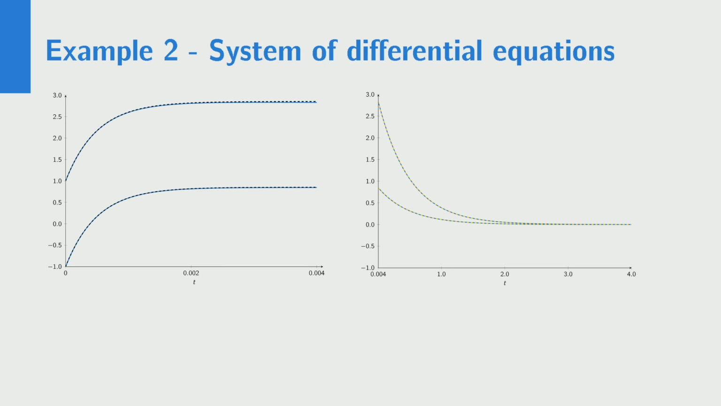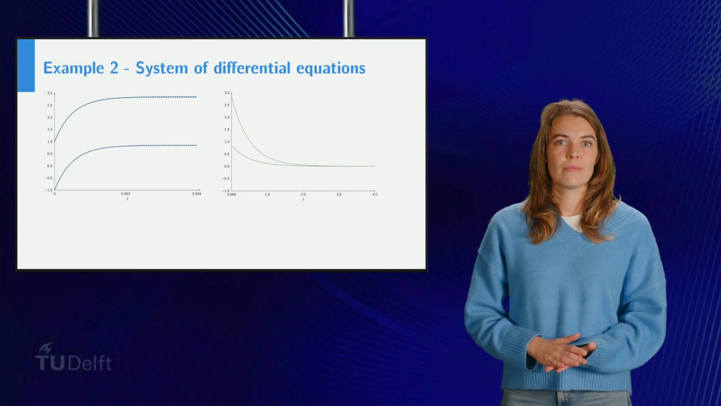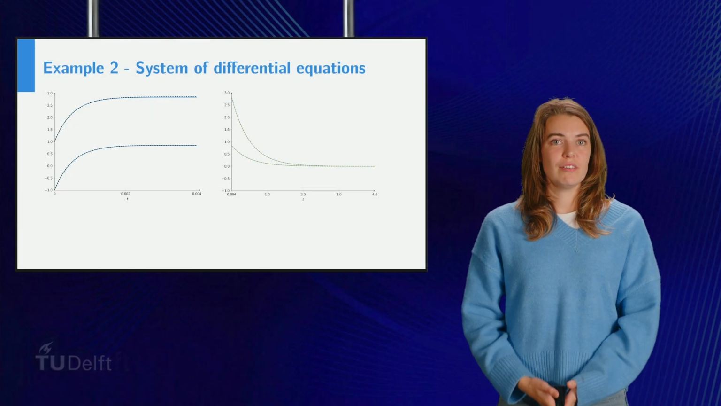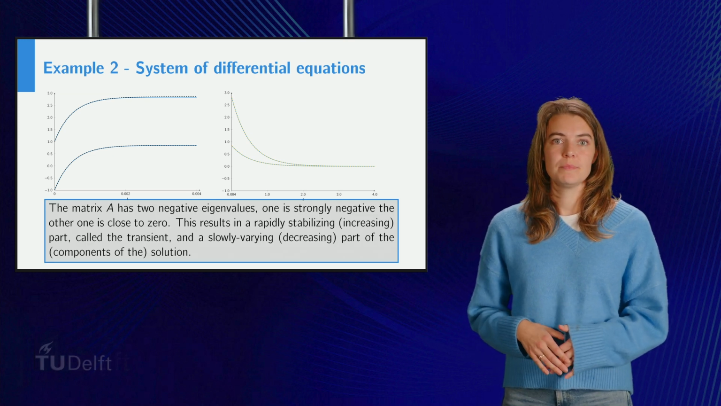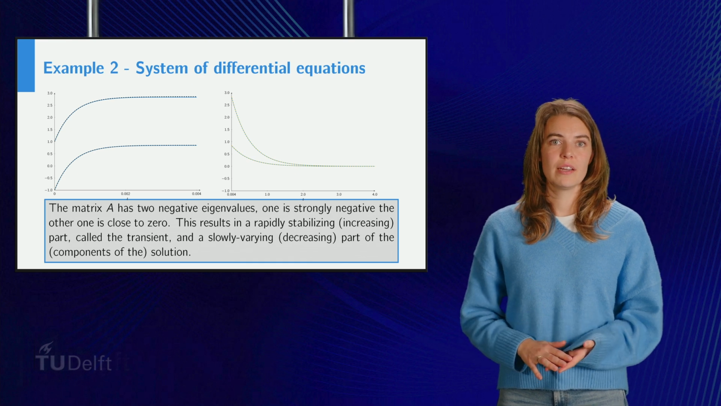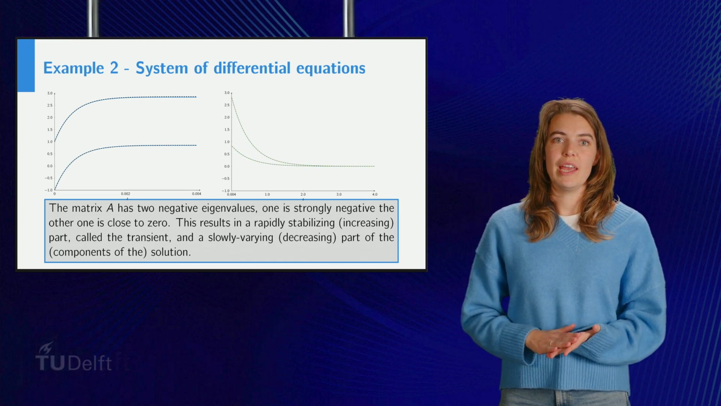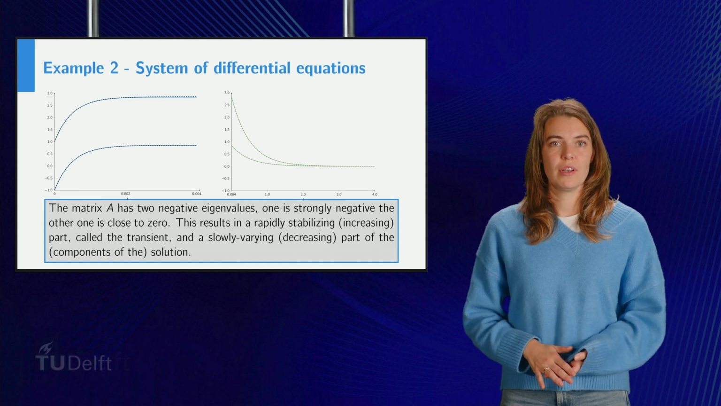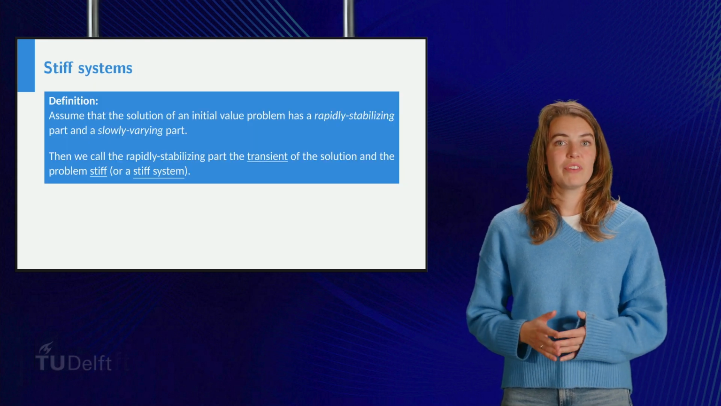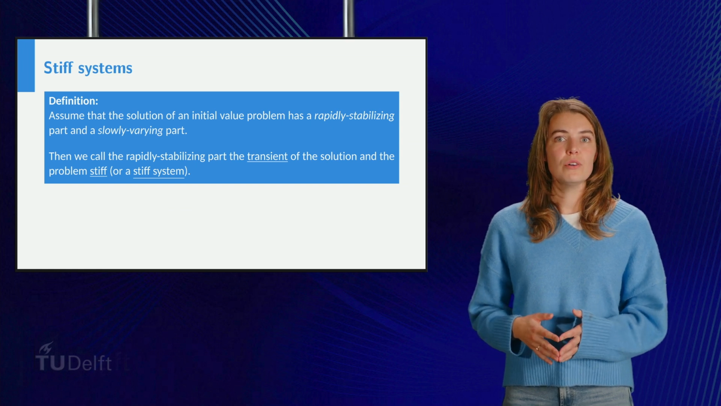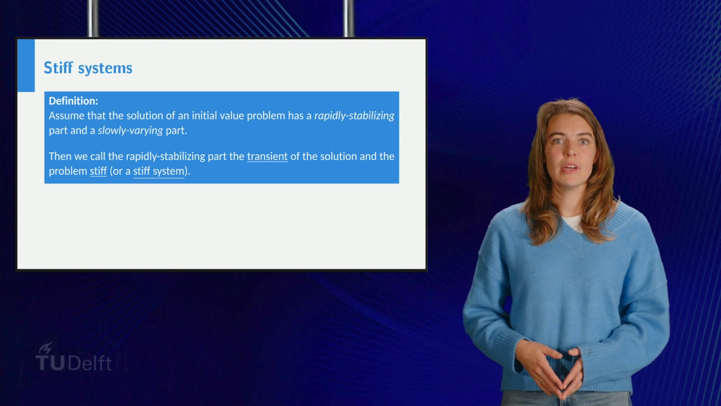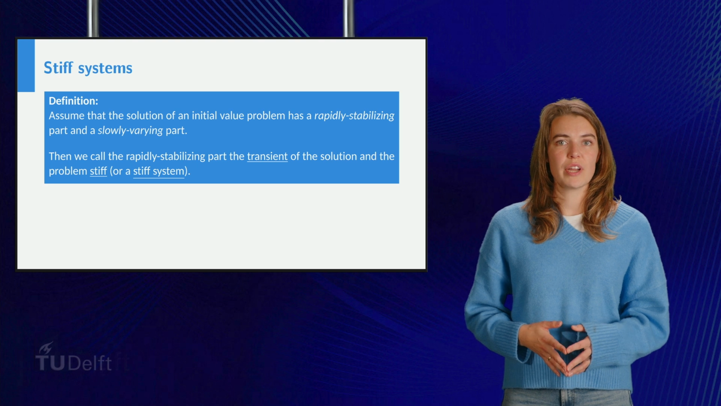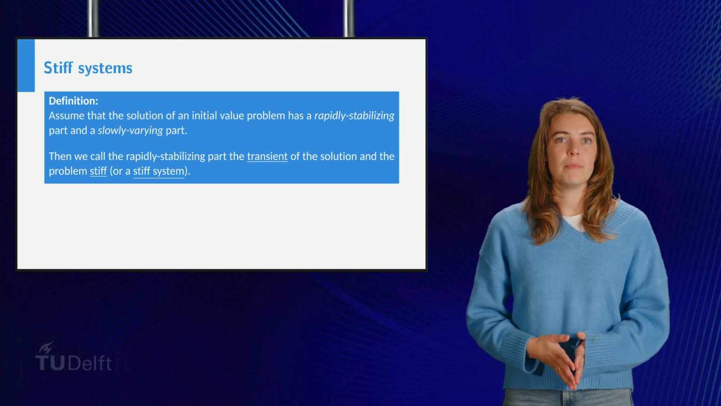Again, the beginning and the rest of the exact solution shown next to each other. We see similar behavior as in the first example. We see a rapidly increasing or stabilizing part, and the second part is slowly varying. There's a huge discrepancy in the behavior in the beginning and the rest of the solution. And we've given this behavior a name. So when the solution of an initial value problem has a rapidly stabilizing and a slowly varying part, we say that the rapidly varying part is the transient of the system, and we call this system a stiff system.